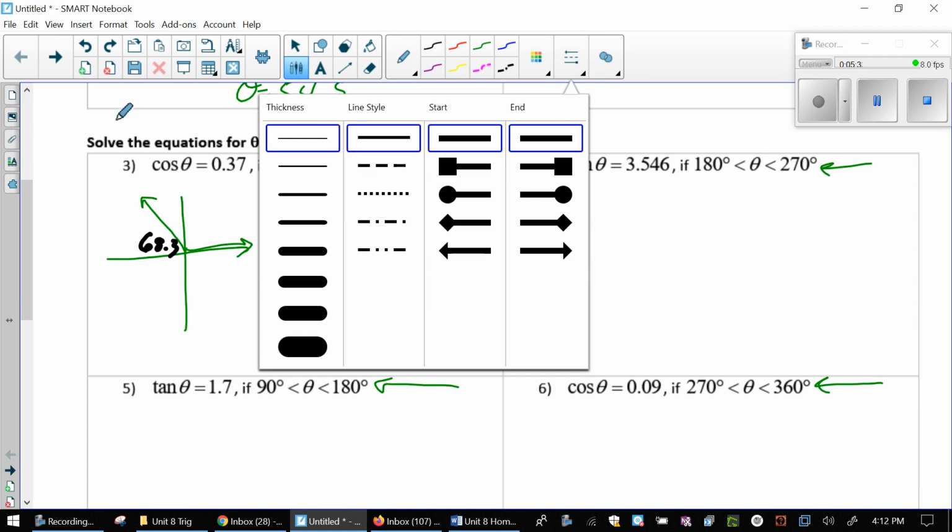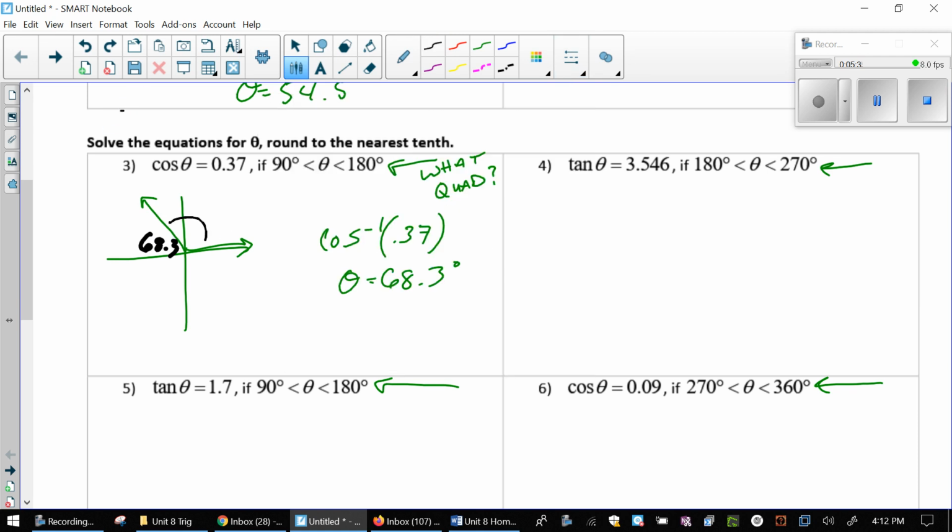So really what we need to do now is find this angle. This is why reference angles are so important, guys. All right, so if we're in the second quadrant, we're just going to take 180 and subtract that 68.3 degrees. And that's going to give us our actual angle. And that's going to be theta equals 111.7.